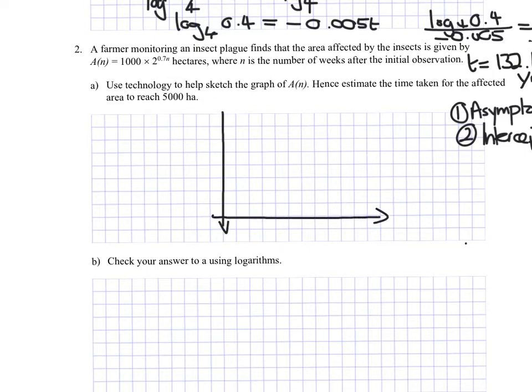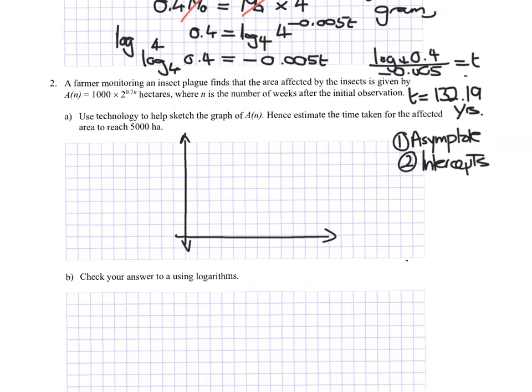Show that you're thinking about what the question is saying. All right, so we're going to label this graph appropriately. We're going to label it as A of n. We've been told that's in hectares, and we've got n in weeks. So these are really simple things to put in a graph. Don't forget to do it.